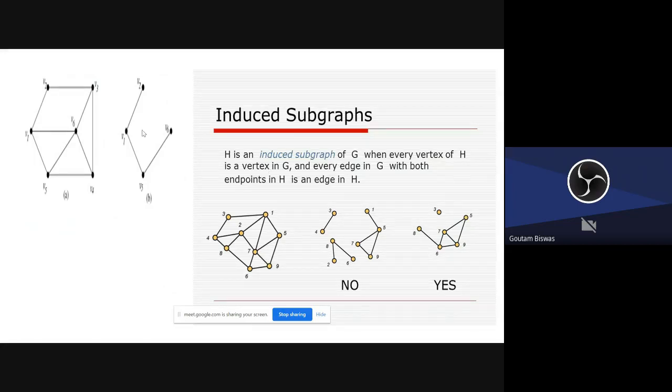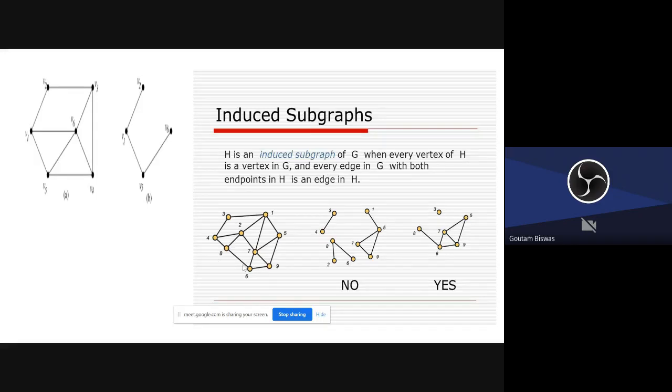Now see, this is the induced subgraph. Now can you see all of you? Yes, sir. Okay. Now this is the induced subgraph. Now, there are two types of induced subgraph. That is, one type is of induced subgraph that is by vertex, and induced subgraph by edges. So this is induced subgraph.